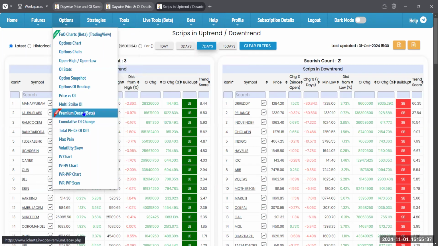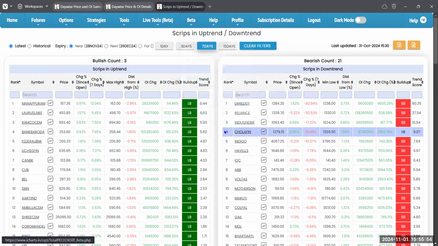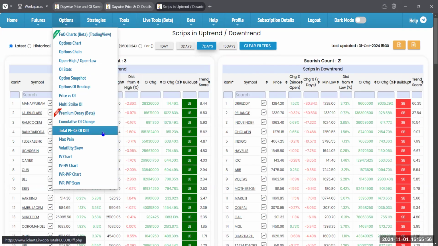मेरे कुछ दोस्त हैं जो सिर्फ प्रीमियम डीके यूज करते हैं. प्रीमियम डीके जिस डायरेक्शन बताता है उस डायरेक्शन में ऑप्शन सेलिंग करते हैं, बस डायरेक्शनल ऑप्शन सेलिंग. तो ये एक टूल काफी हो जाएगा. बहुत क्लियरिटी है, एकदम क्लियर पिक्चर दिखा देता है कि क्या होने वाला है.